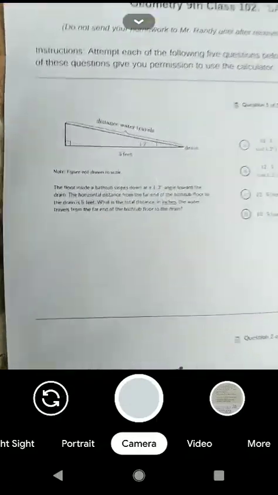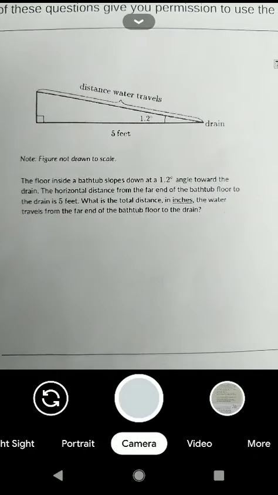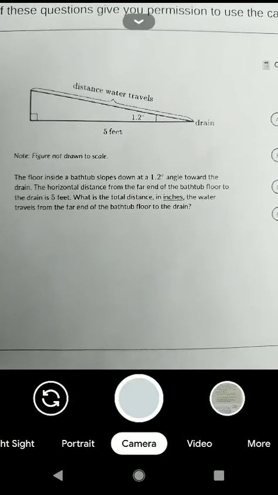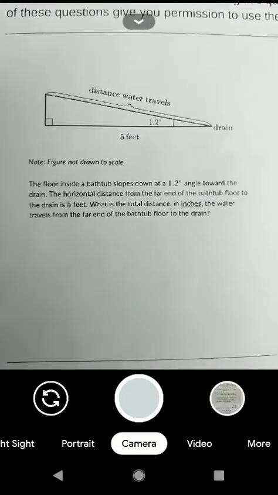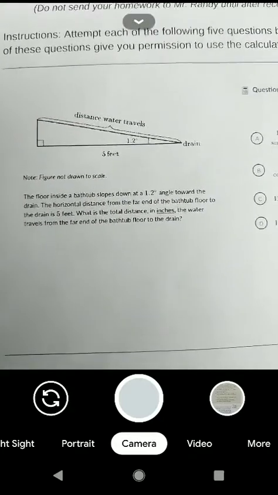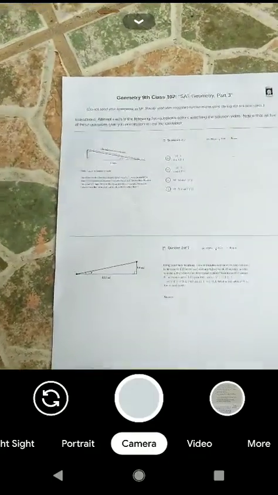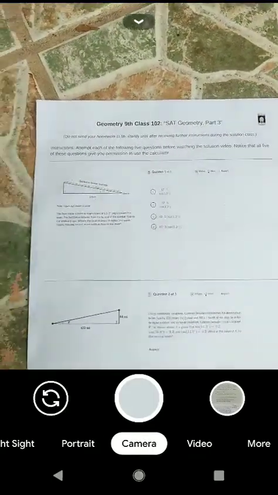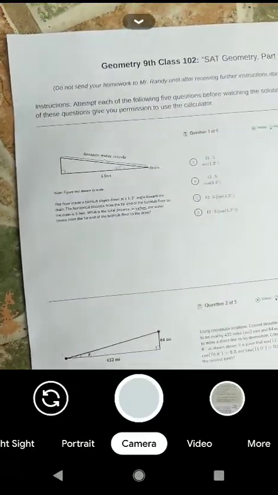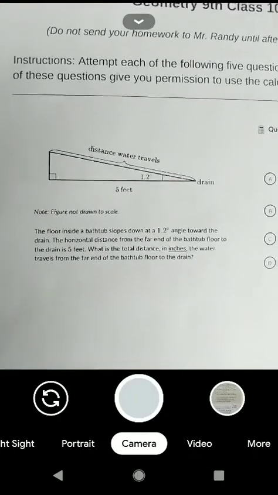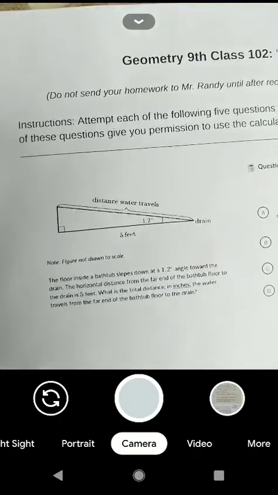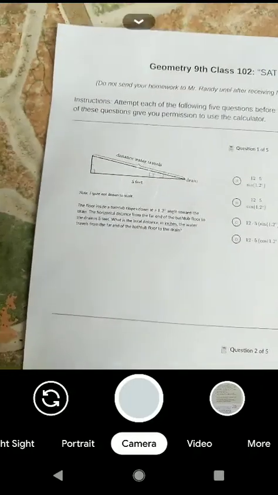This problem says the floor inside a bathtub slopes down at a 1.2 degree angle toward the drain. The horizontal distance from the far end of the bathtub floor to the drain is 5 feet. What is the total distance in inches the water travels from the far end of the bathtub floor to the drain? So they're asking how long is that part of the triangle. Is that a leg, or is that the hypotenuse? That's going to be important to know. And when you have the angle and one leg and you're trying to find the hypotenuse, you can do that without too much problem.